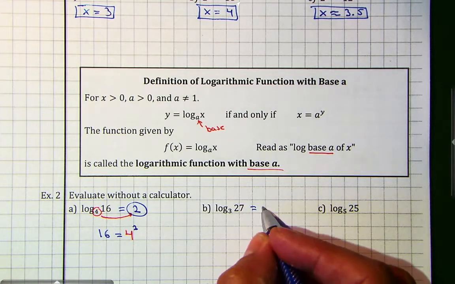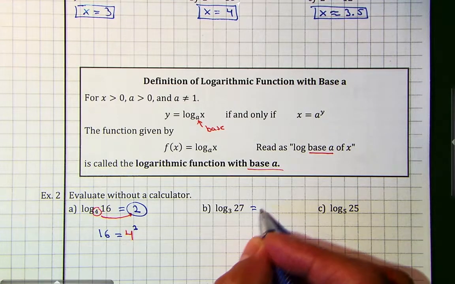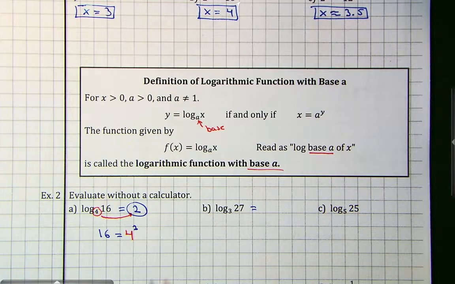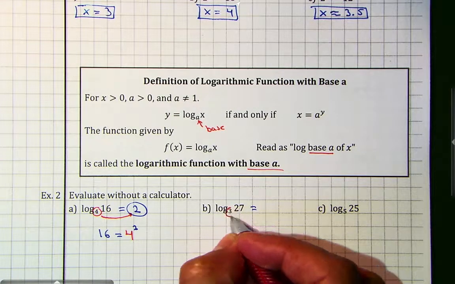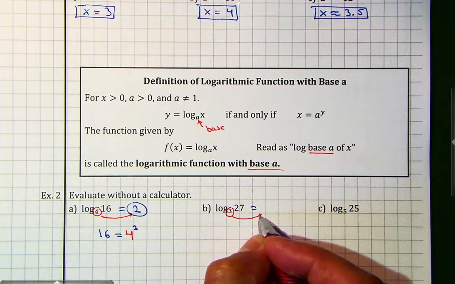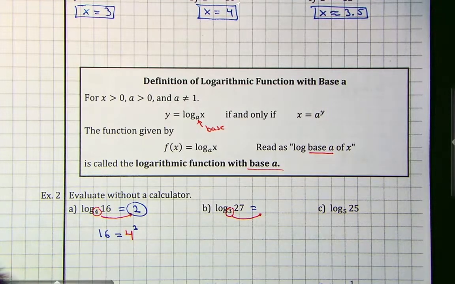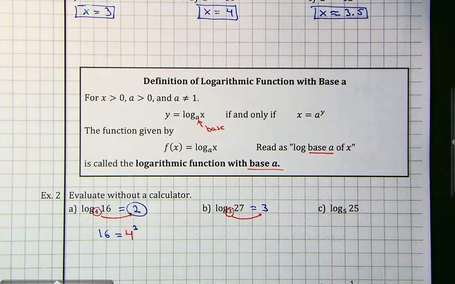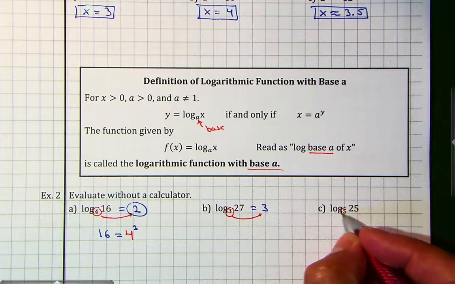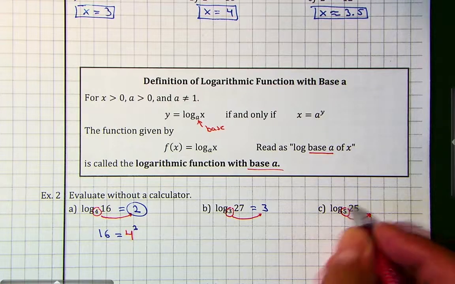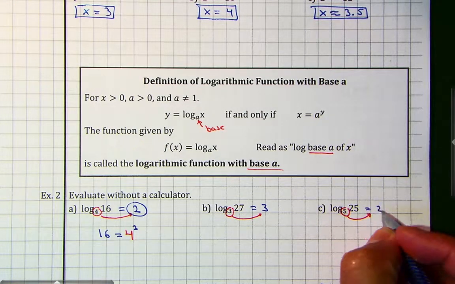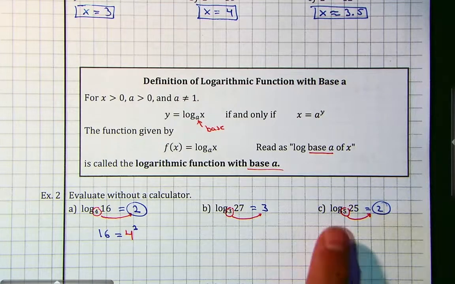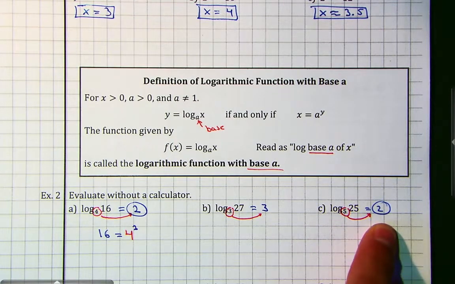Sometimes they'll place an x in here. I prefer to just think of it more logically. I prefer to be able to say 3 to what exponent is 27? 3 to the third power. 5 to what exponent is 25? 5 to the second power. Correct. So therefore, log base 5 of 25 is equal to 2.